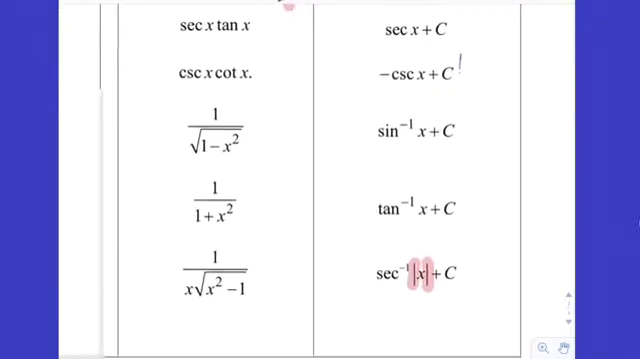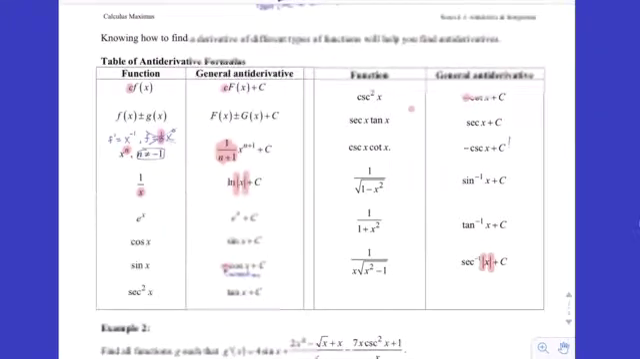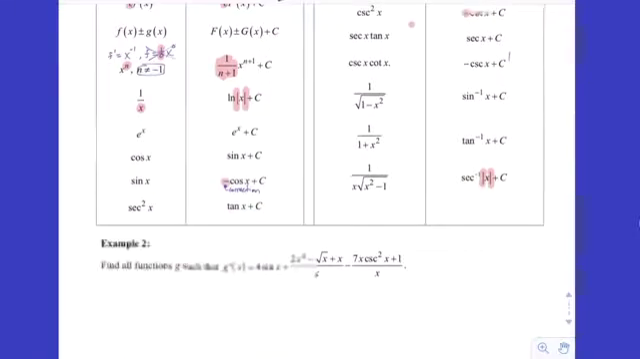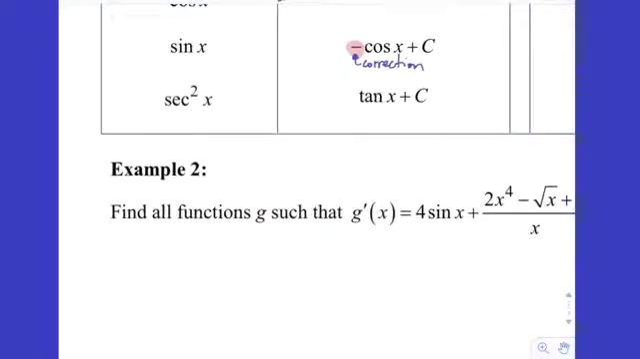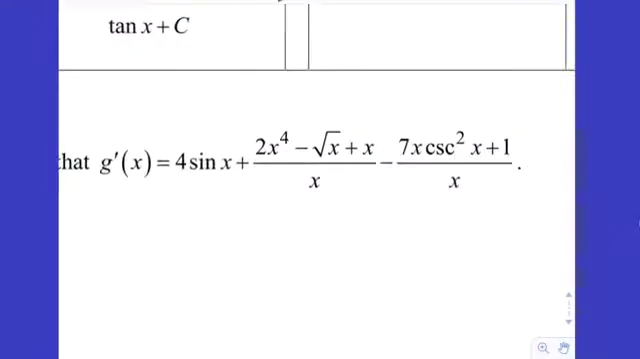Okay? So again, if you know all of your derivatives going forward, you already have this list down, now including the power rule in reverse. So maybe you go back and review all your derivatives. All right, let's try it out. Example 2. Find all the functions g, little g, such that g prime is equal to this.